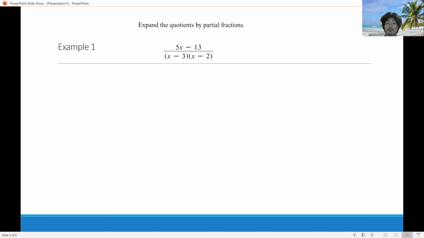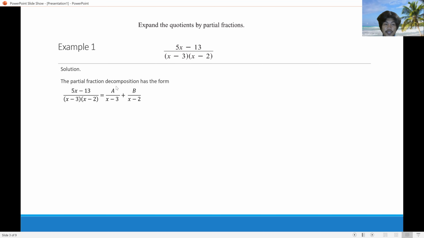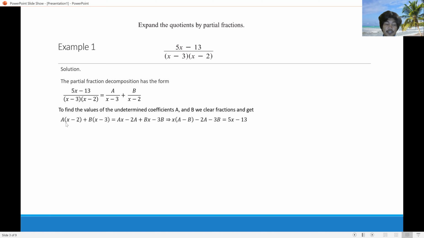Here, take a look at example number 1. Express the function by partial fractions. The fraction here is 5x minus 13 over (x minus 3) times (x minus 2). We can write it as a over x minus 3 plus b over x minus 2. To find the coefficients a and b, we clear the fractions and get a times (x minus 2) plus b times (x minus 3), and then we get x times (a plus b) minus (2a plus 3b) is equal to 5x minus 13.